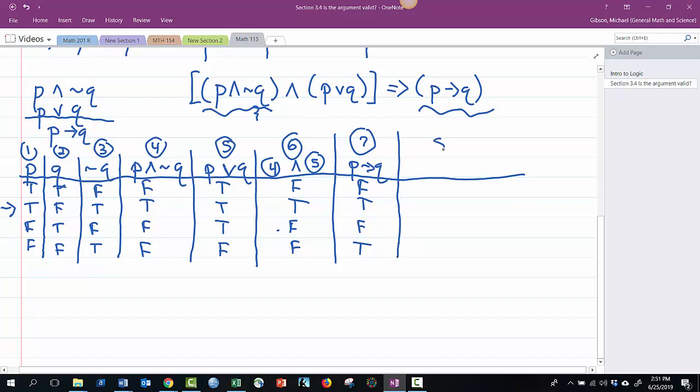Last one. Column 8, we put all the pieces together, and the whole left side of the if-then is 6. So this is if 6, then 7. All right. Only false if it's true followed by false, right? Well, column 6 is only true in the second row, and it's true followed by true. So we never have true followed by false, which means these are all true. So again, this one turns out to be valid. And just as a reminder, not all of them will work out that way. If any one of these had been false, this argument would have been invalid.